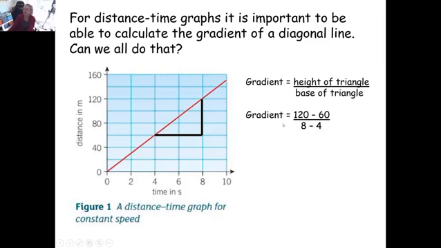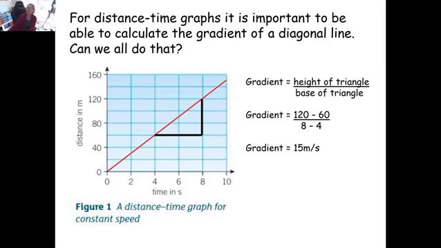So in this case, our gradient is going to be 120 minus 60, which will be that distance, divided by 8 minus 4, which would be that distance. And that will give you a gradient of 15 metres per second.